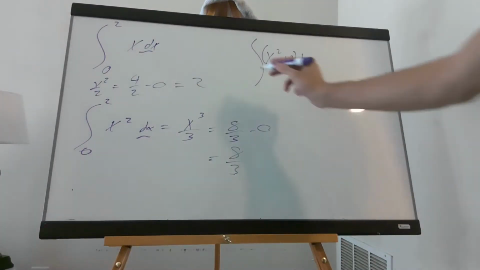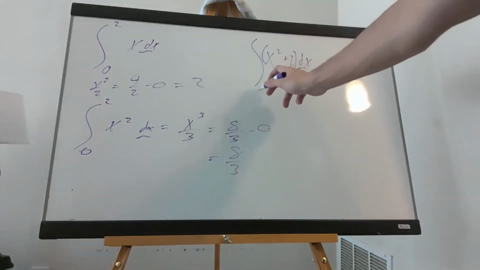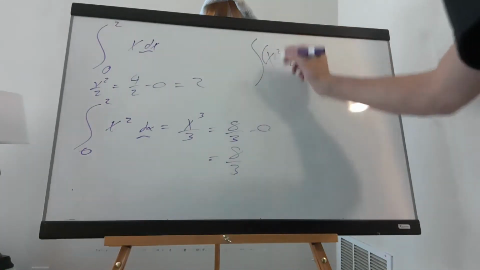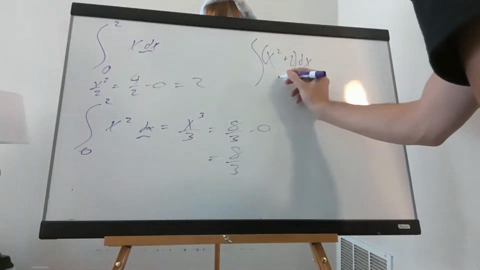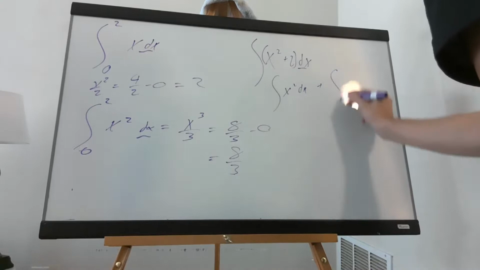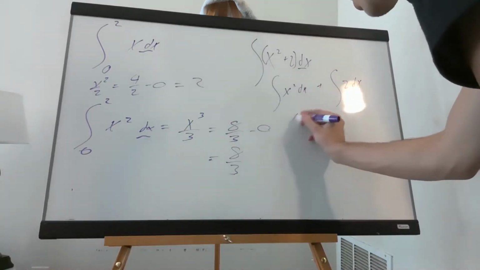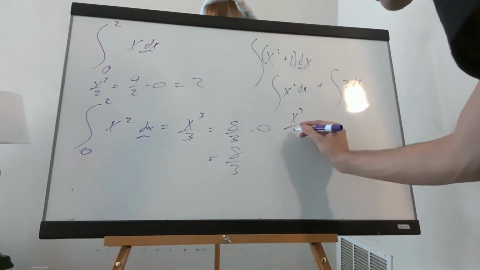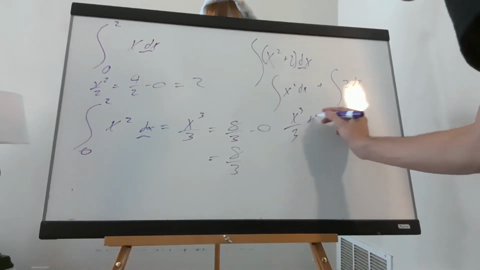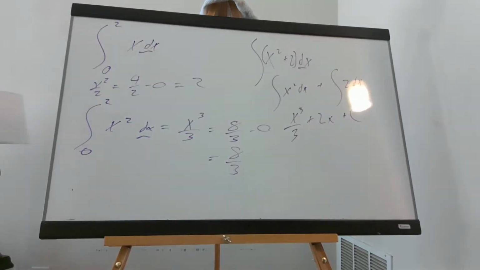So here's what we're going to do. This is an indefinite integral because there's not a number here, there's not a number there. So let's see, we can break it up into 2 integrals, the integral of x squared dx plus the integral of 2 dx. So this is equal to x cubed over 3 plus 2x, and since it is an indefinite integral, plus c.